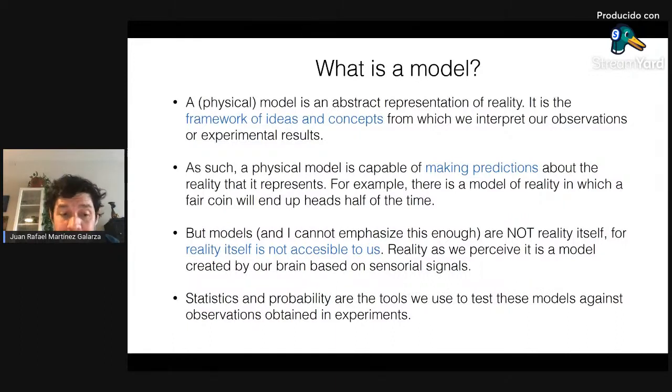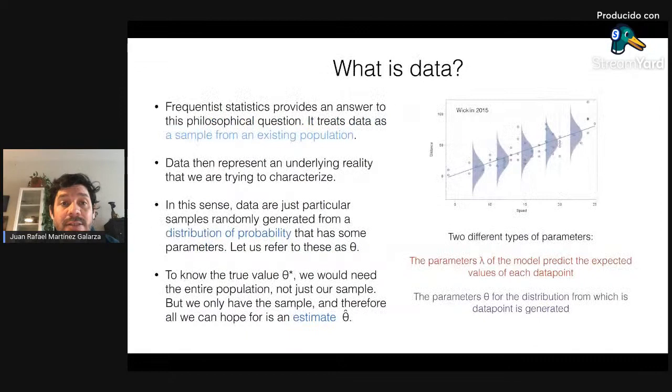And statistics and probability, of which you had a lot yesterday, and I know you enjoyed it, but maybe it was a little bit too much. But the reason why you had so much of it is because these are the tools that you use to test these models against the evidence, against the actual observational evidence. So that's a model. So what is data?